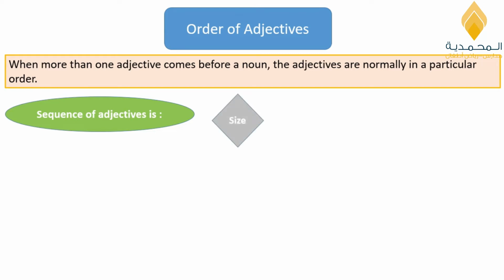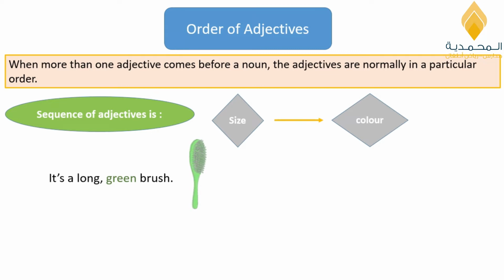We put first the adjectives that describe size. Then we put the adjectives that describe color. Let's see some examples. It's a long green brush. You can notice here that we have two adjectives, long and green. We put first long, which is an adjective describing size. And then we put green, which is an adjective describing color.